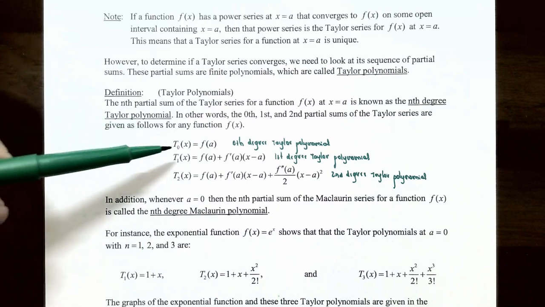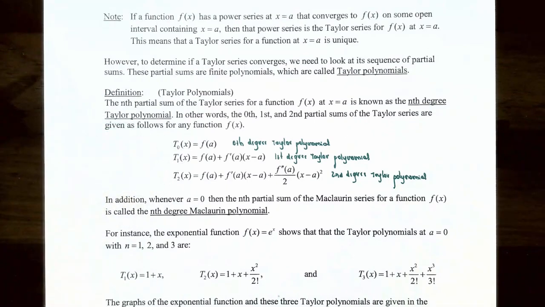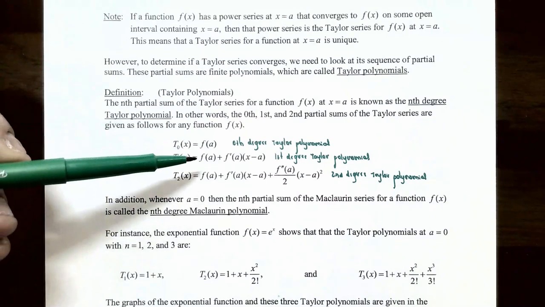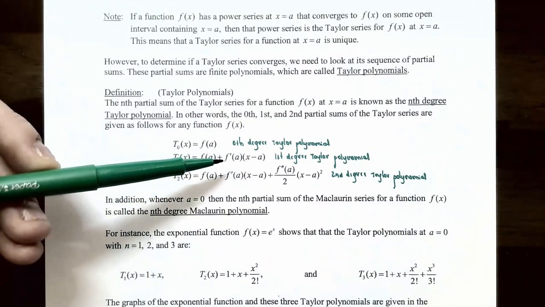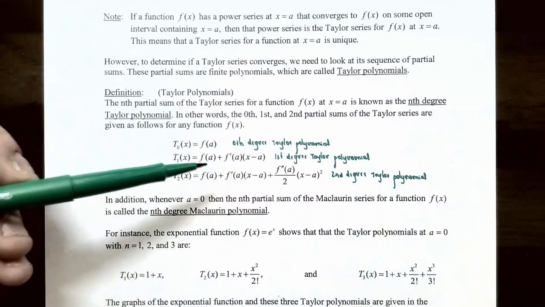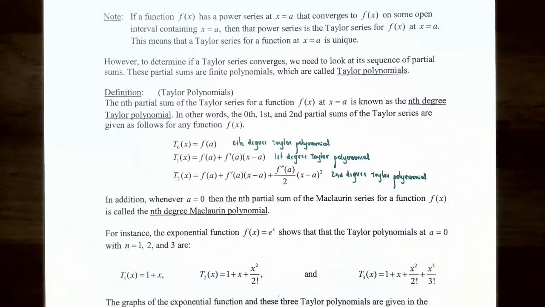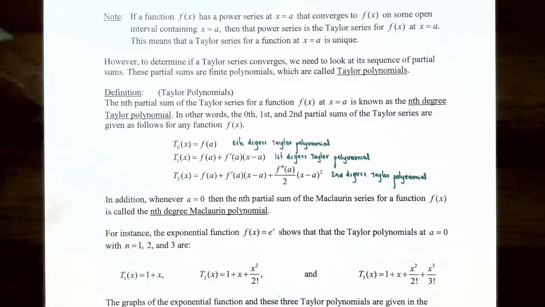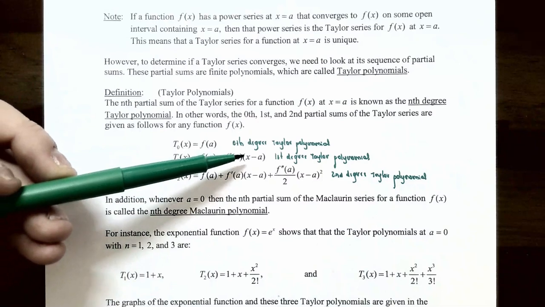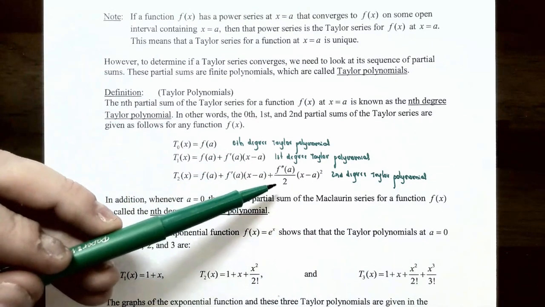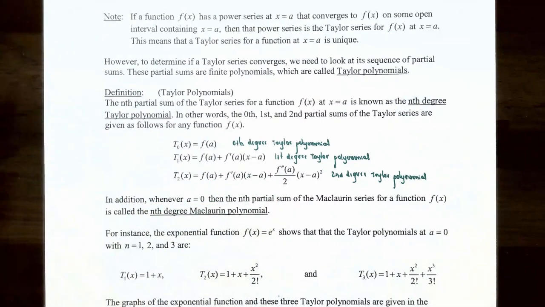So the 0th partial sum, or the 0th degree Taylor polynomial, is the function evaluated at x equals a. The 1st degree Taylor polynomial, T sub 1 of x, is f of a plus the 1st derivative evaluated at a, so f prime of a, times (x minus a) to the 1st power divided by 1 factorial, or 1 factorial is 1, so it just doesn't show up. The 2nd degree Taylor polynomial, T sub 2 of x, is f of a plus f prime of a times (x minus a) plus the 2nd derivative of f evaluated at a divided by 2 factorial, which is 2, times (x minus a) to the 2nd power.